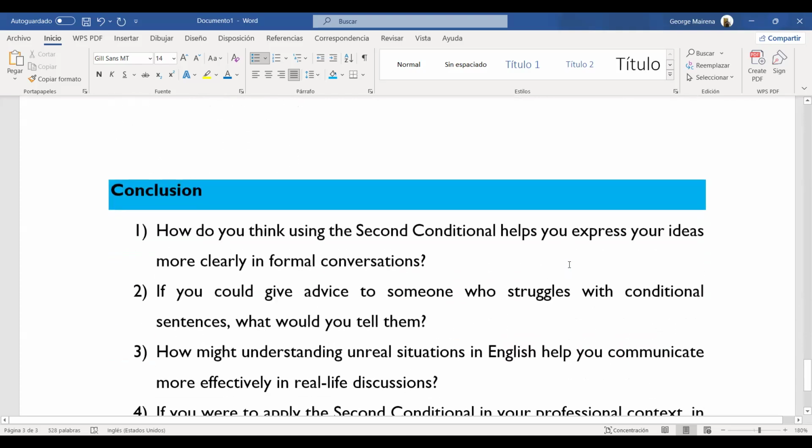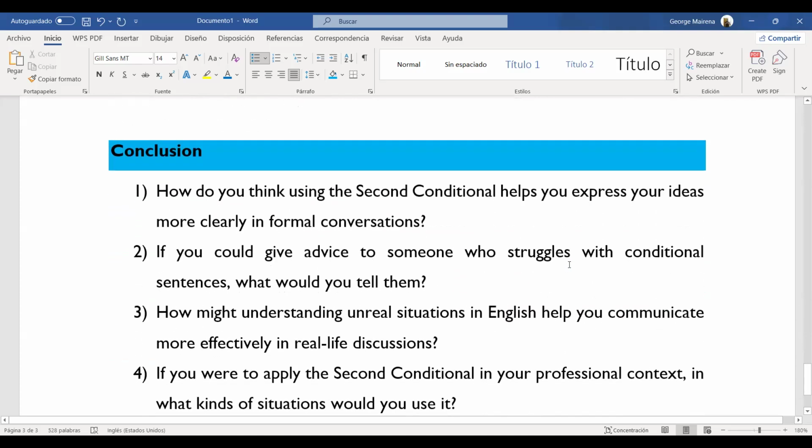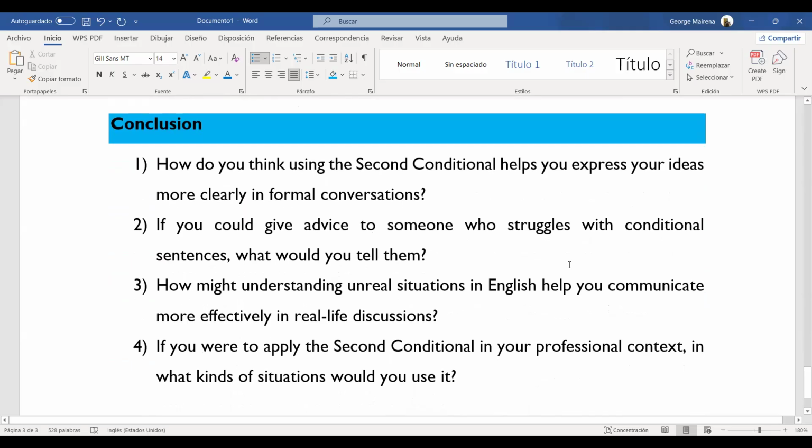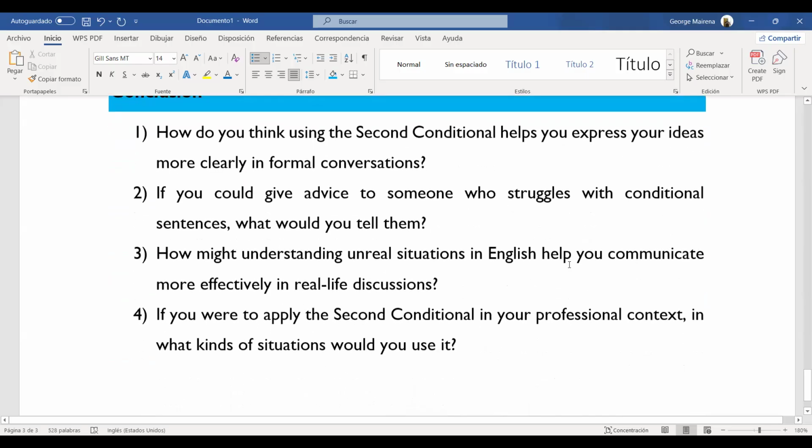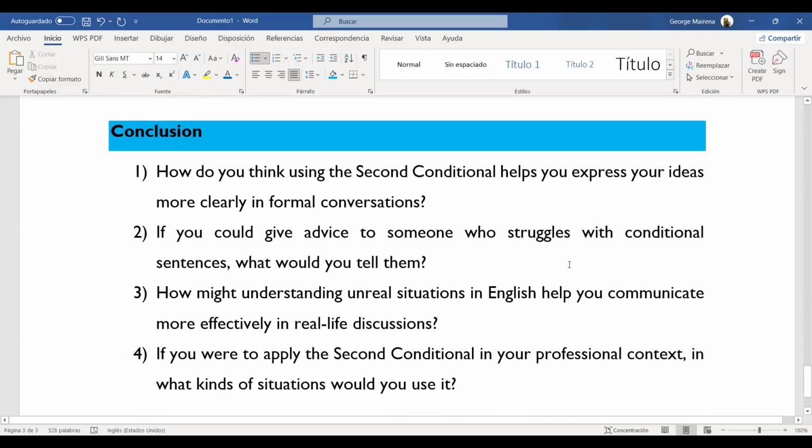So let's see the conclusion, folks. We're going to end it, okay? Let's see the conclusion, and I would like to listen to you, at least two students per question. Let's see the first one. How do you think using the second conditional helps you express your ideas more clearly in formal conversation?